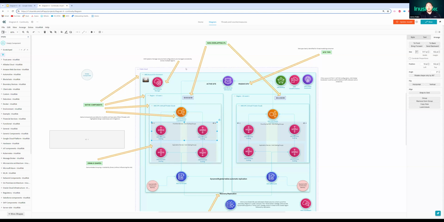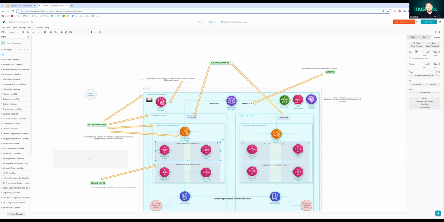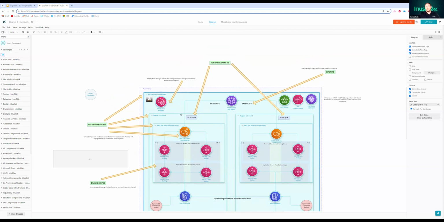Okay. I do have a couple other items called out here. So I'm using AWS Systems Manager, right? And the function there is that if I'm making changes to key configurations, I want to make sure that I'm calling out that those are going to replicate between different environments, whether that's two different regions or two different availability zones. I want to make sure that I'm calling out the fact that something is doing that for me. I'm also calling out that I have non-overlapping IPs.